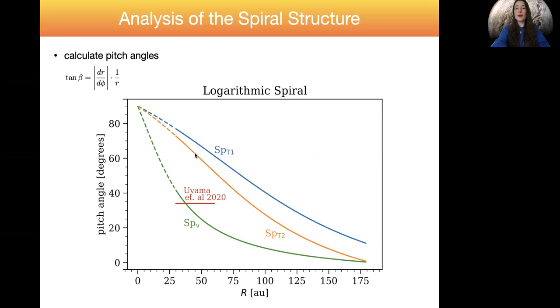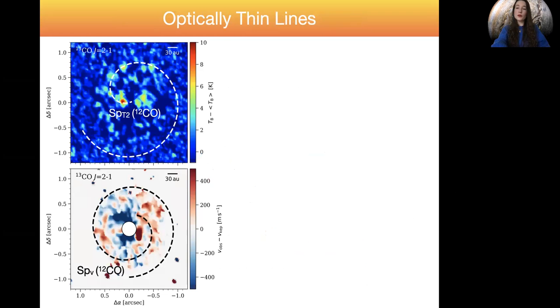So the pitch angle is much larger for the temperature spiral that we find than it is for the near-infrared spiral. Overall, the pitch angles are relatively large and also still far from the star. They appear to be quite large, which is actually a bit puzzling. This was all for 12CO.